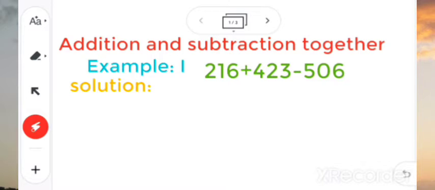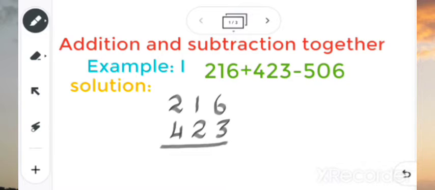If you see here in this example 1, I have given 216 plus 423 minus 506. The first two numbers are in addition and the third number is in subtraction. So first you have to add these two numbers. Addition first. Then from the sum you get, you will minus the third number. Let me arrange the digits in order.